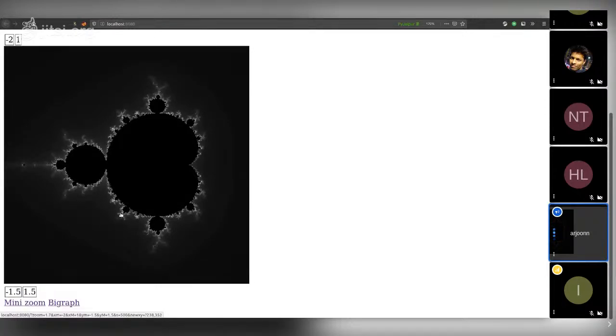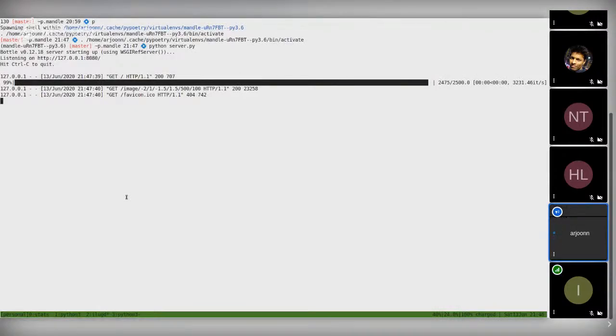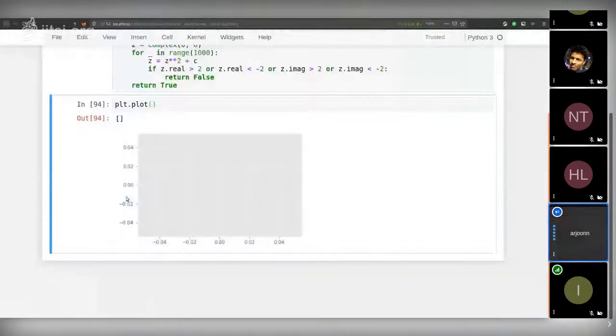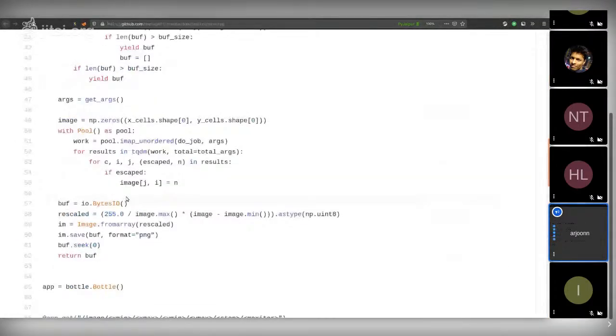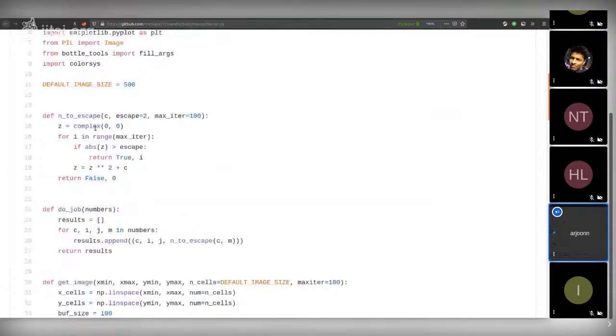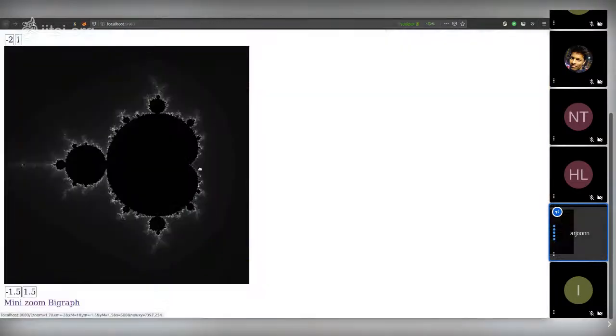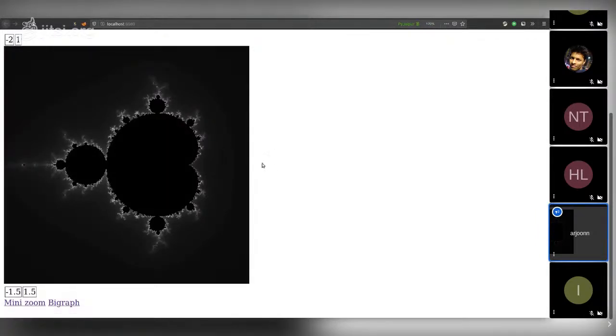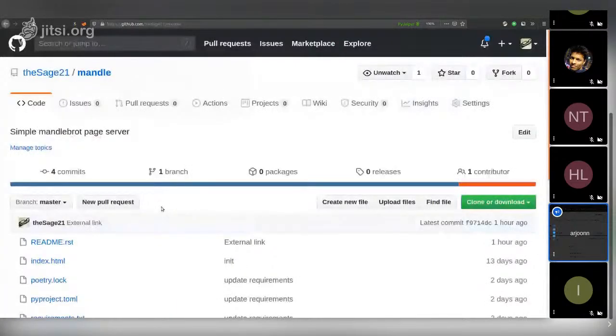So you see this part where it said escape, and we are returning how many iterations it took to escape the boundary. That part is what we are using to color this grayscale image, right? So you get this shape. It's very familiar.